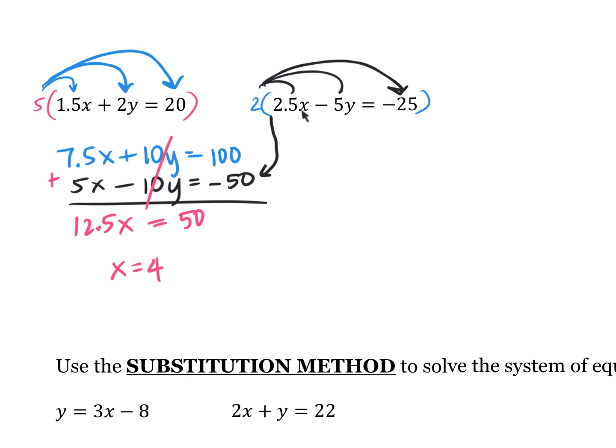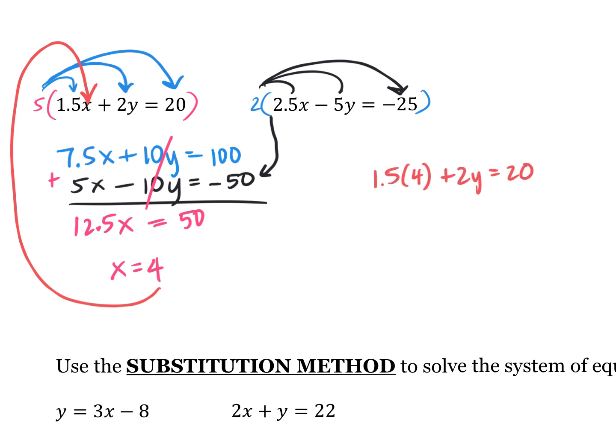Do I have to plug it in right there? I don't care which one we plug it into, you guys. Let's go plug it in. Which one do we want? I'd say the all positive one. Oh, all positive. That's a great way to think of it. All right. If I plugged in 1.5 times 4 plus 2y is 20. 1.5 times 4 gets me 6. Did you get y is 7? I did. Yeah, x is 4, y is 7.